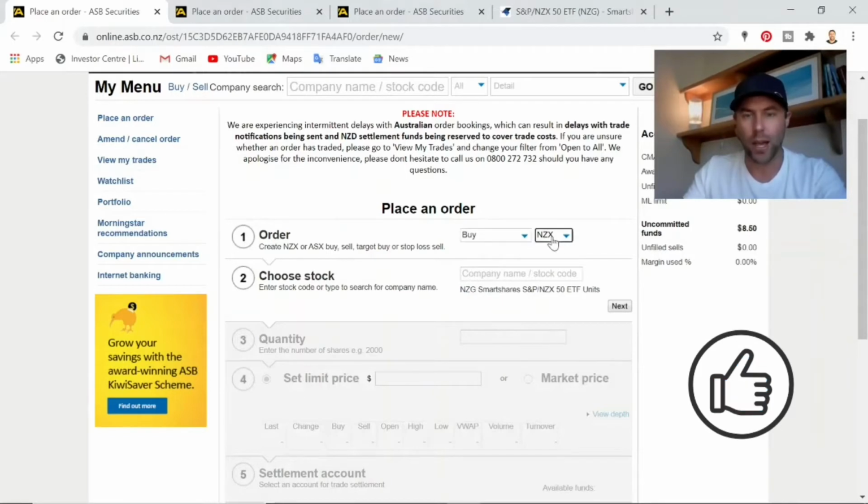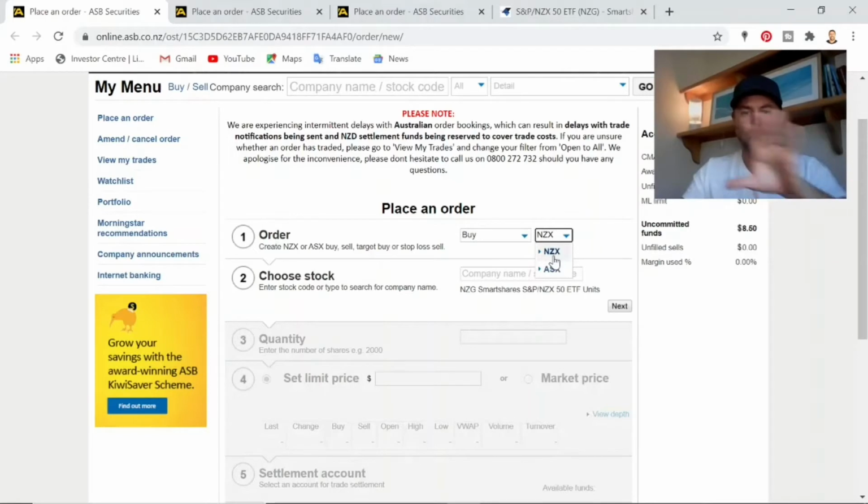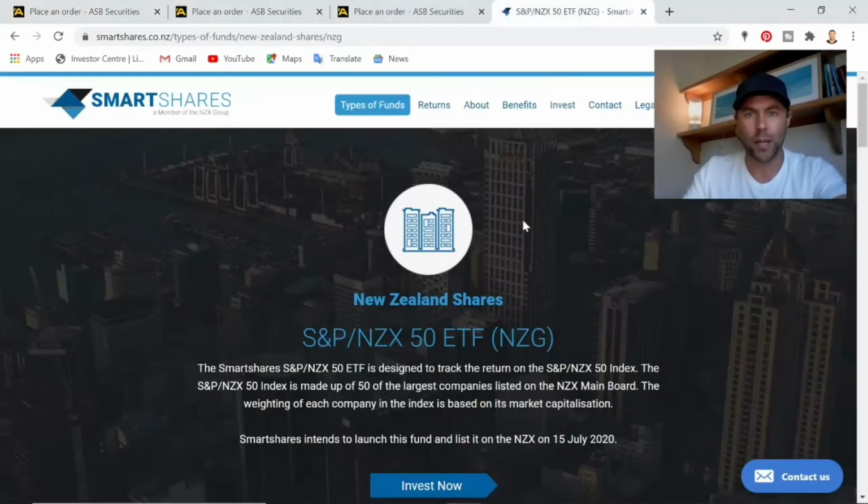So buy, and this here is the particular exchange that we're doing it on. So we're either looking at the New Zealand Stock Exchange or the Australian Stock Exchange. So here we are, we're going to be using the NZX today, okay? And the particular company that we're going to be looking at is Smartshares.